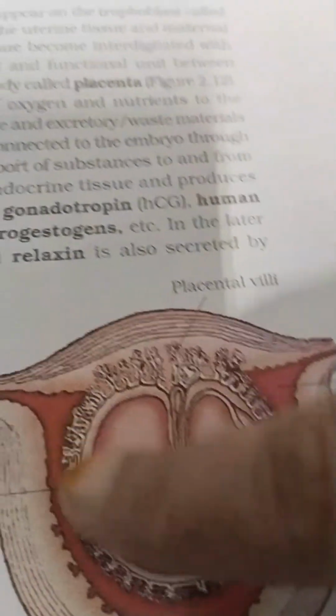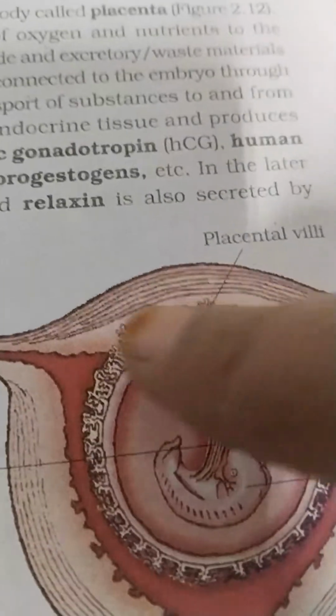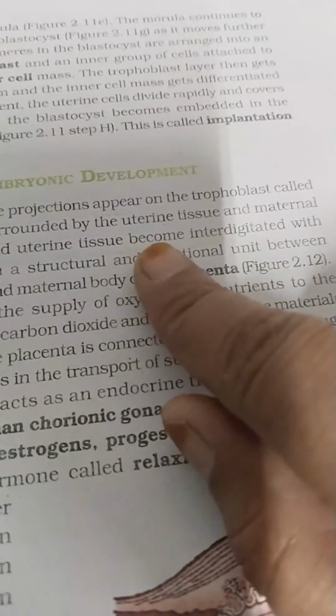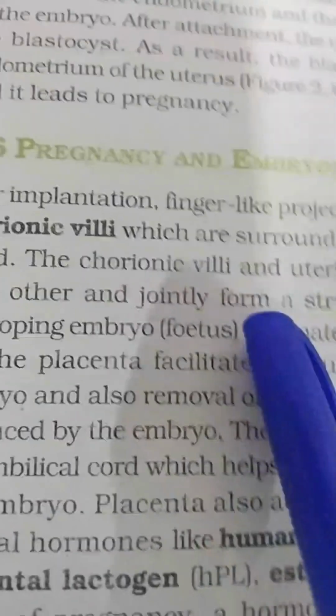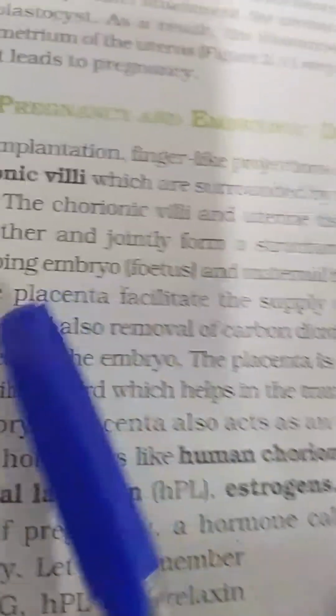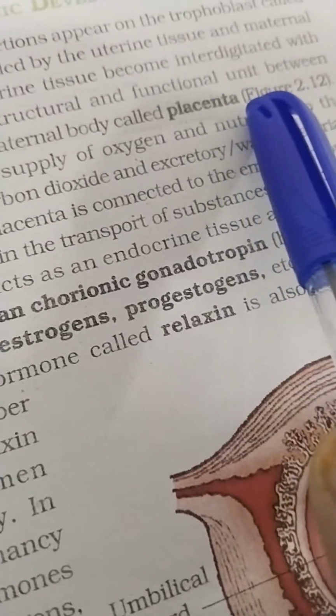Here you can see the maternal blood as well as some of the tissues. These become interdigitated with each other and jointly form a structural and functional unit between the developing embryo and maternal body, called the placenta.